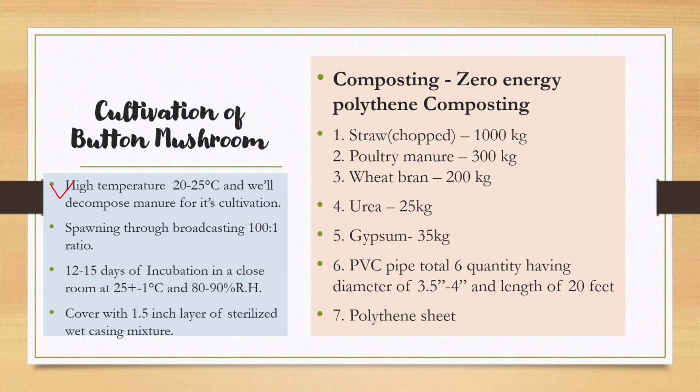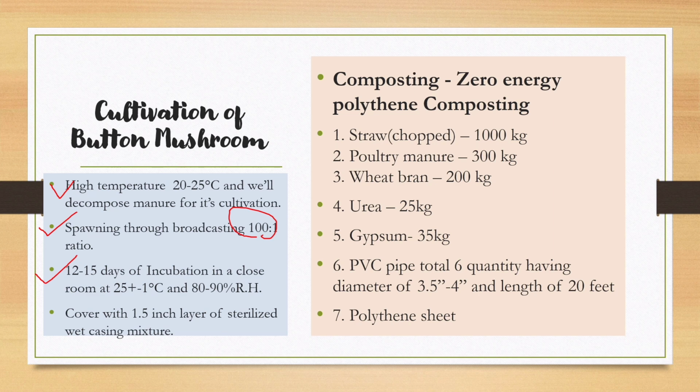The prepared compost is sealed in polythene bags or wooden trays. The spawning is done through the broadcasting method at a ratio of 100:1; in oyster mushroom it was 10:1, and here it is 100:1. Incubate in a closed room at 25 plus minus 1 degree Celsius and 80 to 90% relative humidity, with a carbon dioxide concentration of 7500 to 8500 ppm during case run or mycelium run, and 1000 to 1500 ppm maintained at pinhead.